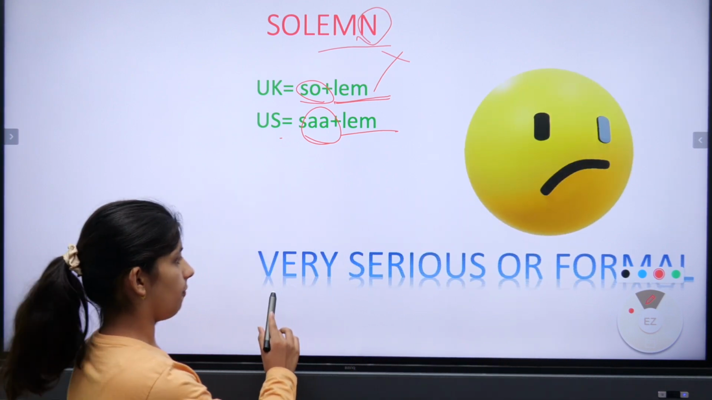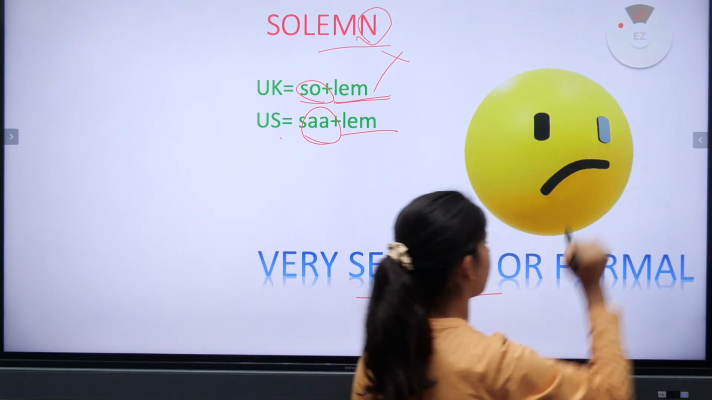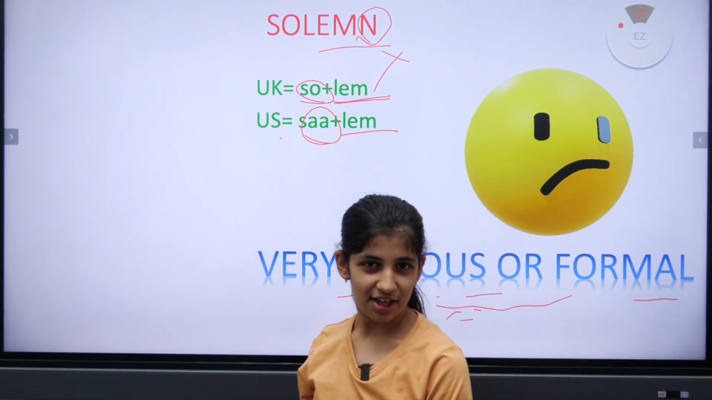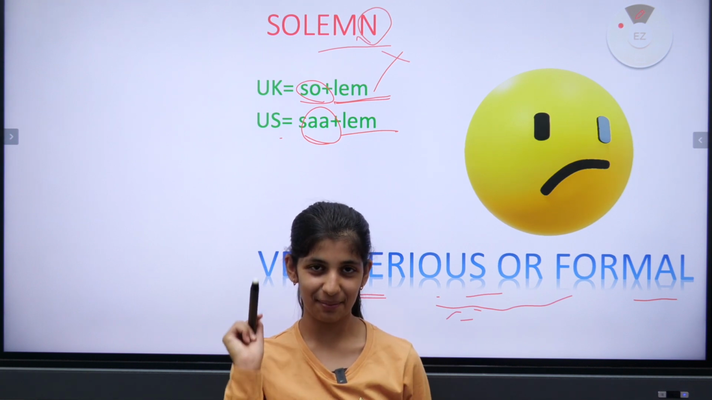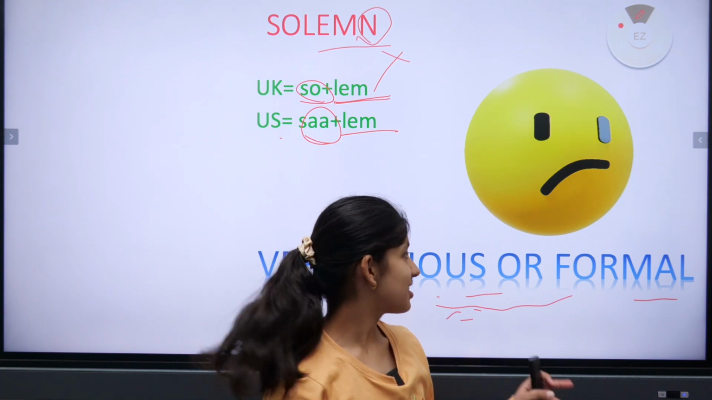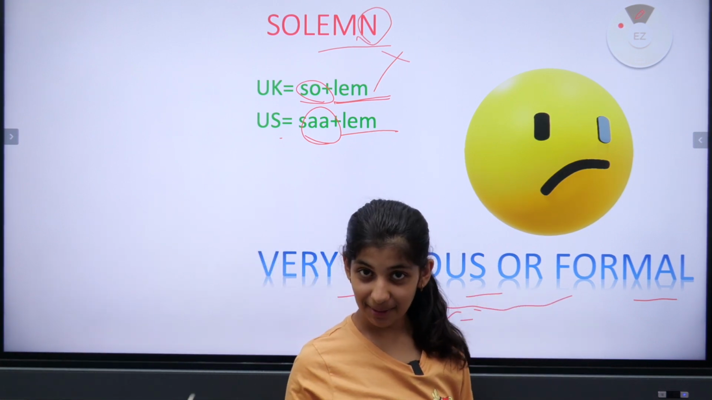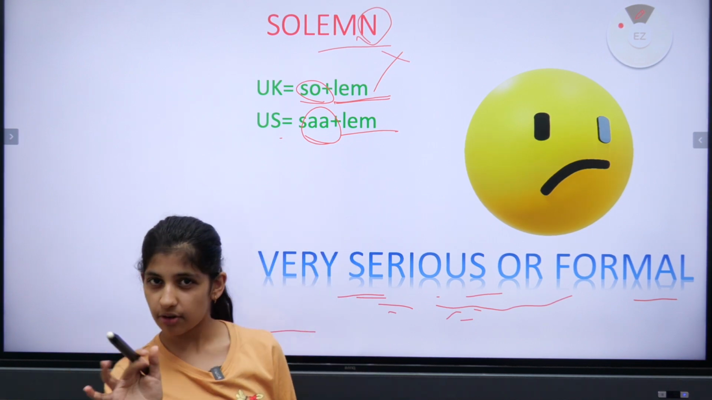Solemn means very serious or formal. Like Keshu is a solemn young man. Means he's a very serious or formal man. He's a solemn man about his toys. Means he's a very serious or formal man about his toys.